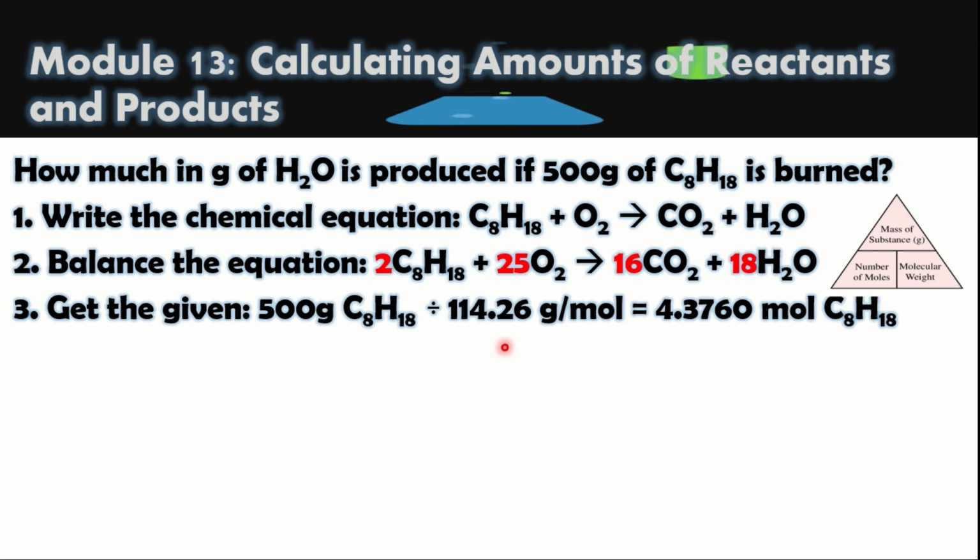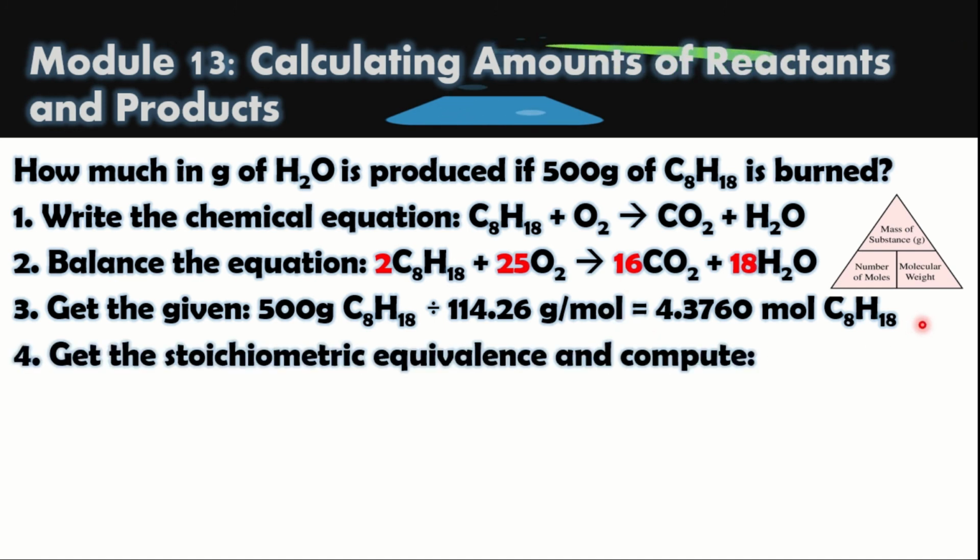What we are looking for requires the stoichiometric equivalences. So in order for us to determine the stoichiometric equivalence, we need to get the moles, because the unit of our coefficient is mole. Therefore, our given should also be in moles. To get the number of moles, mass of substance over molecular weight. This is the mass, this is the molecular weight, cancel grams. 500 divided by 114.26, you will be left with 4.376 moles of C8H18. Now you have the given in moles.